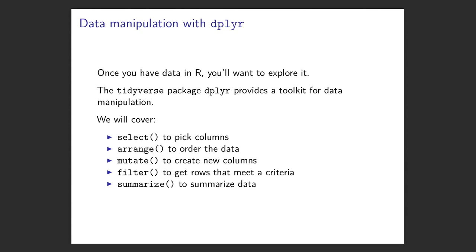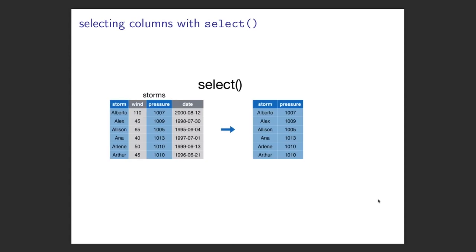So we're going to talk about select, arrange, mutate, filter, and summarize. These are 5 verbs you should memorize. So select is used to pull columns from your data. So here we have a storms data set. We only want to know the storm name and pressure, so we select storm and pressure.